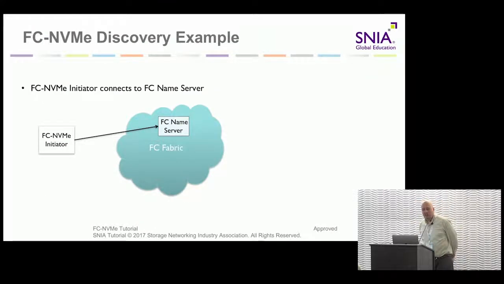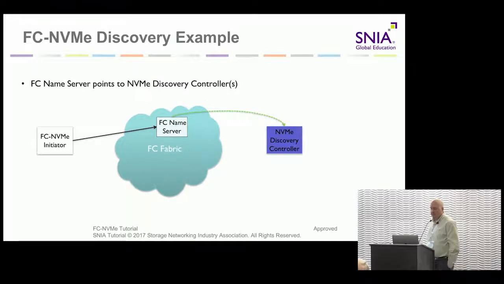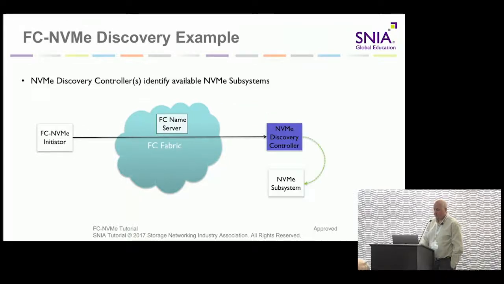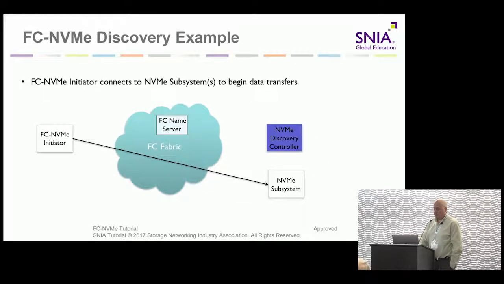So for example, for an FC-NVMe initiator to connect, the first thing it will do is go to the Fibre Channel name server, and it will identify where the discovery controllers are. And then it will go talk to the discovery controller, which identifies the subsystems that it can talk to, and then once it has that, it can start talking directly to the storage devices.